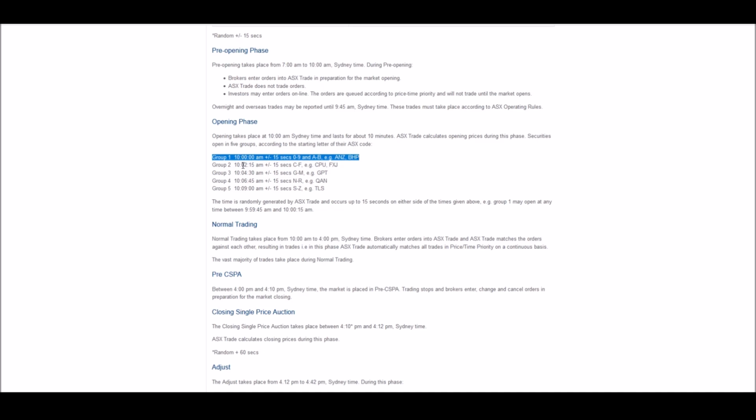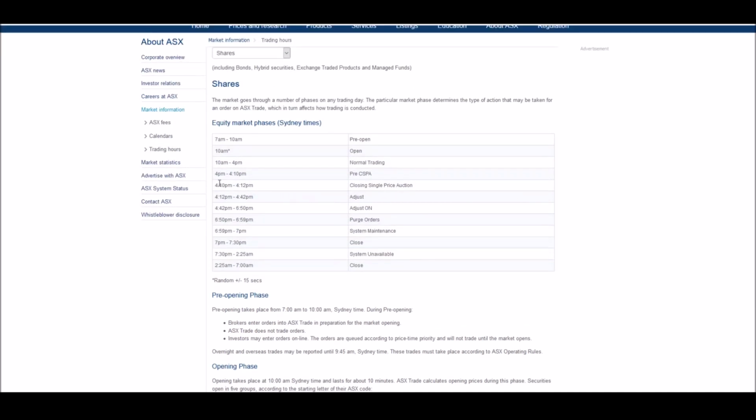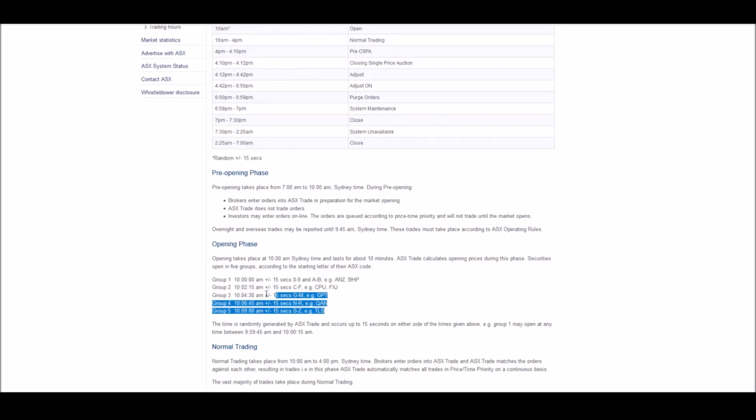And then the next period is 10:02:15, and of course plus and minus 15 seconds from this time. And the stocks starting between C and F, such as CPU or FXJ, those stocks will then go live at that time. The afternoon auction starts at 4 p.m. and ends at 4:10 p.m. All these other things are just other factors that you don't really need to consider. This is just all the stuff that you need to know at the moment for opening and closing auction prices.